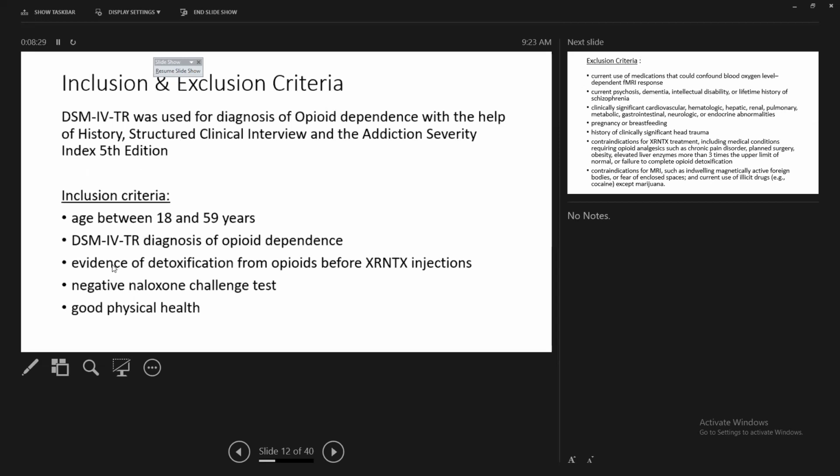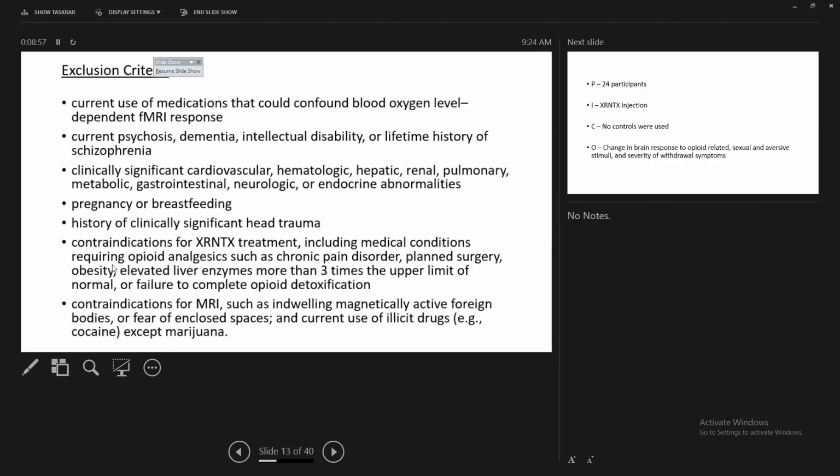Okay. So inclusion and exclusion criteria: they have gone to DSM-4 here because this was done before 2013. So opioid dependence has been taken, and a structured clinical interview with the Addiction Severity Index, 5th edition, was used. Age, and you can see the inclusion criteria. Evidence of detoxification is one thing you have to see here. Detoxification has been done, then only a negative naloxone challenge test has been done, then only the patients have been taken, right?